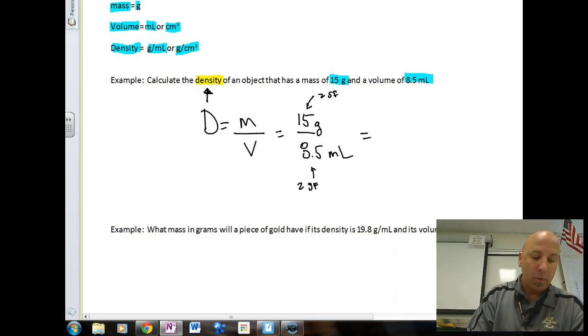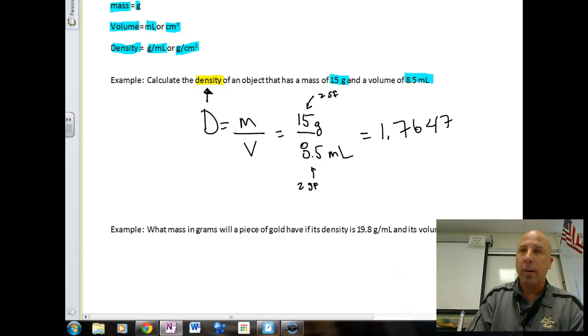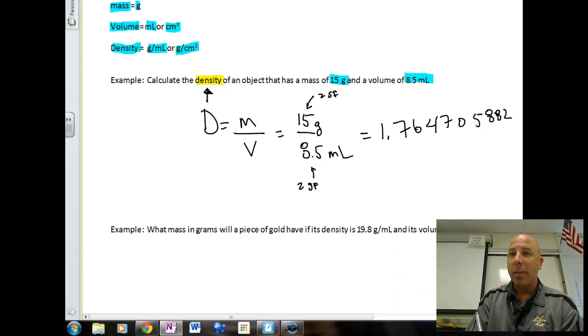So 15 divided by 8.5 in the calculator, I get 1.7647058882. And so obviously that is way too many sig figs. We want to round this answer off to 2 sig figs. So let's round it off to 2 sig figs. So it's going to round off to 1.7. Now it would be 2 sig figs, but we have to look to the 3rd sig fig, and will it round the 7 up? And it does, because it's 5 or greater. So we're going to call it 1.8, and that's it. That's 2 sig figs. Now our units that we have to include are grams per milliliter, and that is the correct answer there.